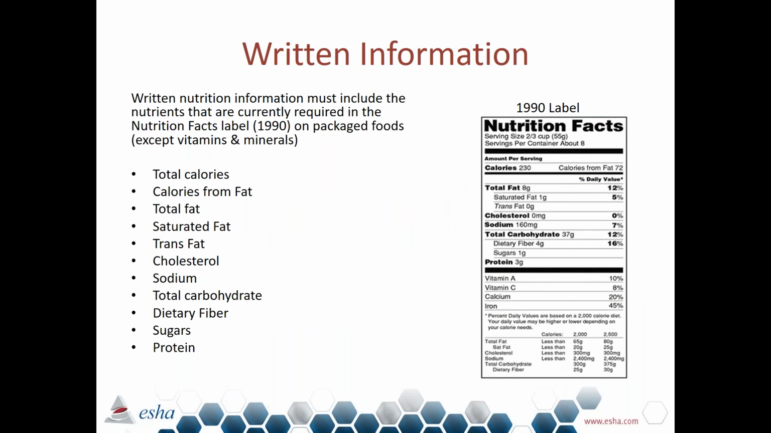The additional information, or what's called written information, must include the nutrients that are currently required in the nutrition facts label on packaged foods, but not vitamins and minerals. So in this view, you can see that what's required is calories down to protein. So if a customer comes into the restaurant and requests additional nutrition information, this must be available and up to date and provided to the customer in the restaurant.